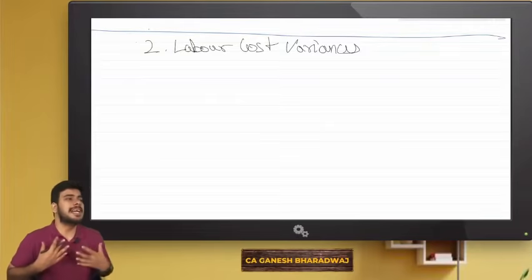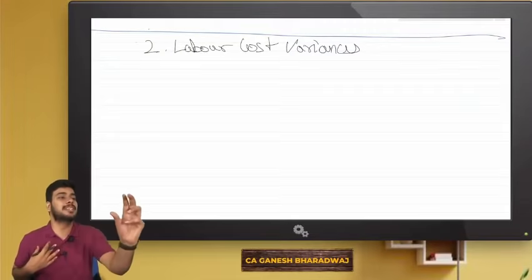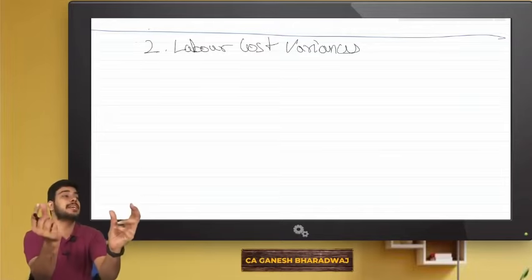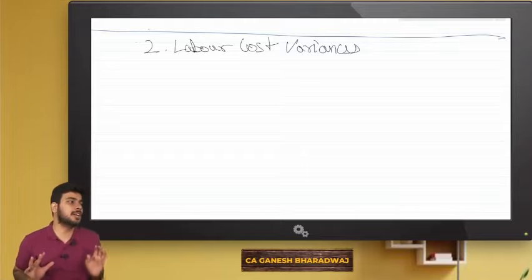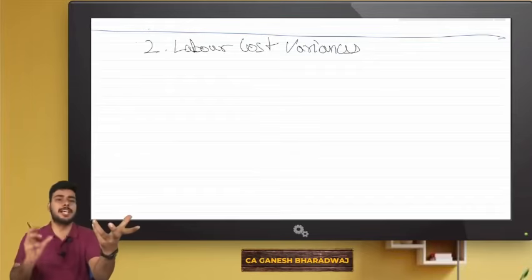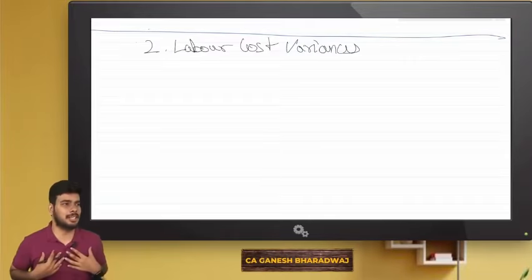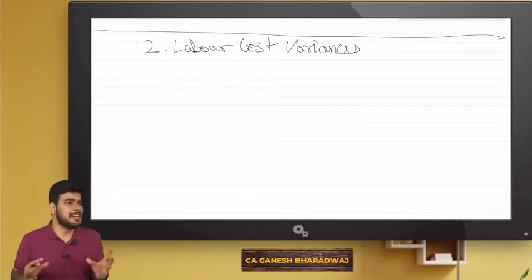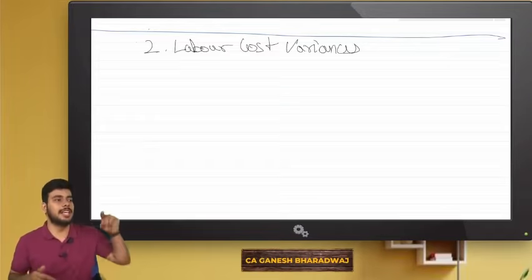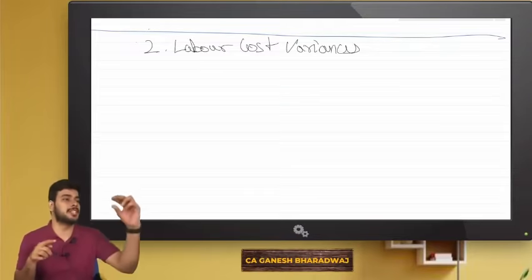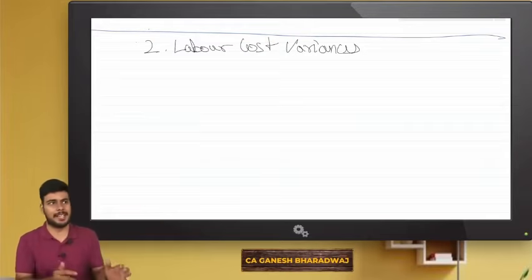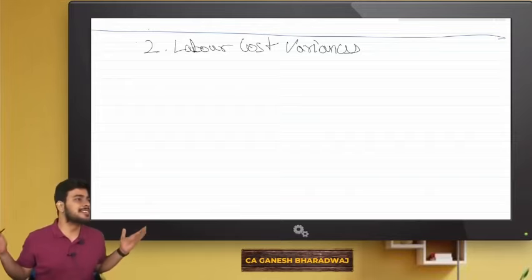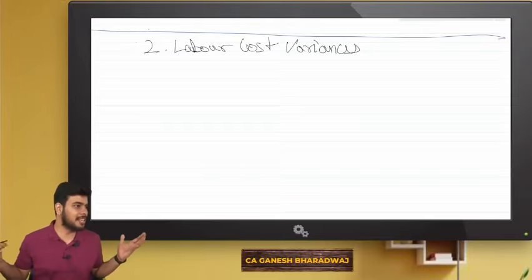In labor, it is not quantity and price, it is hours and rate. That is hours into rate per hour. This will be the usage here. So wherever Q was there, you will replace it with H. That is, quantity will be replaced by hours, price will be replaced by rate. Everything else is the same. Simple guys. Yes or no?